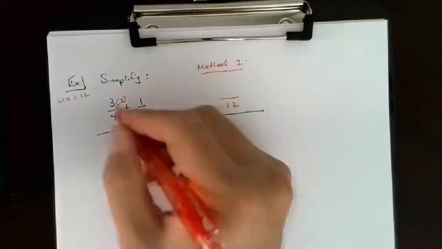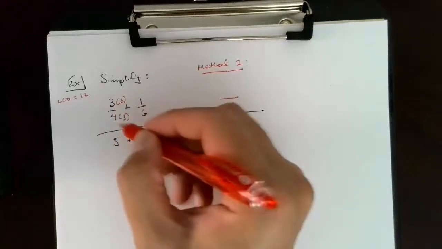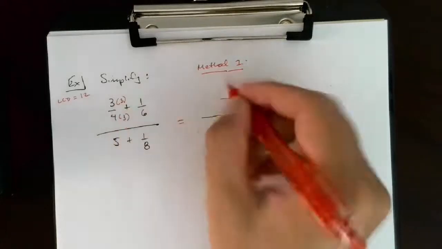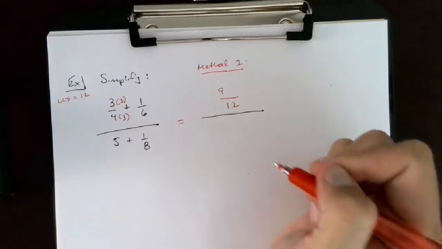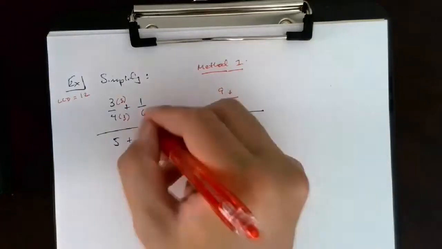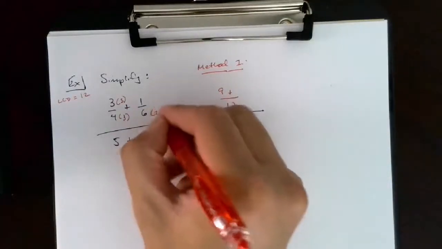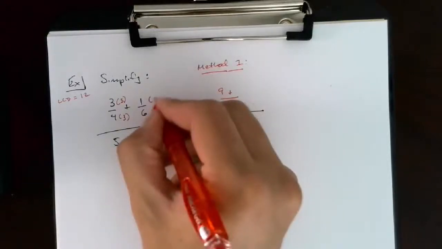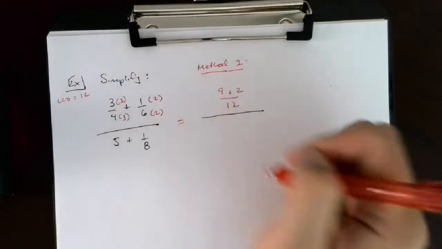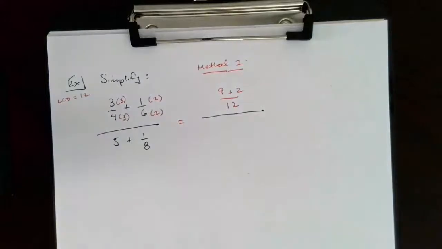Don't just change the denominator, right? You have to also manipulate the numerator by multiplying by the same value. So 3 times 3 gives you 9. Plus, because we have a plus sign here, and then 6 times what gives you 12? Well, 6 times 2 will get you to 12, so then the numerator 1 times 2 will give you 2. So you have 9 plus 2 all over 12.